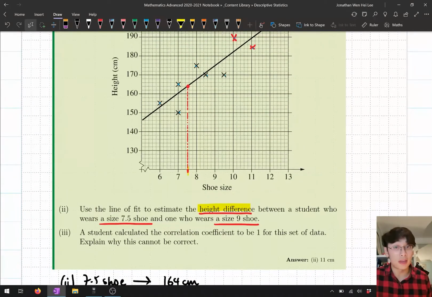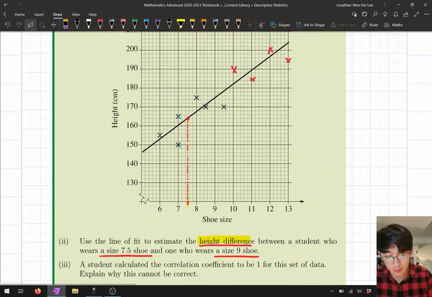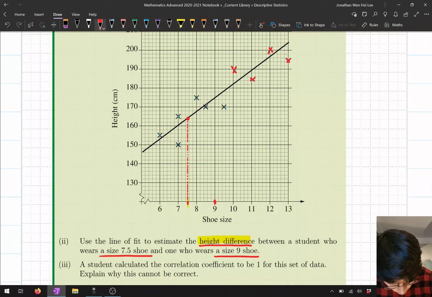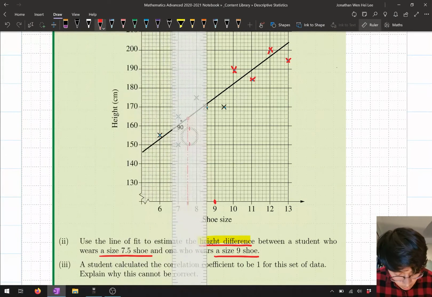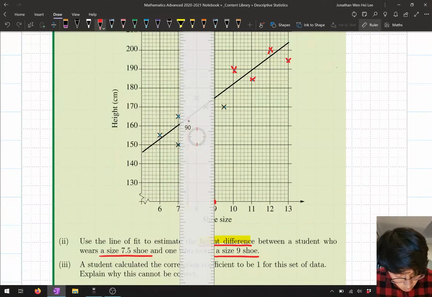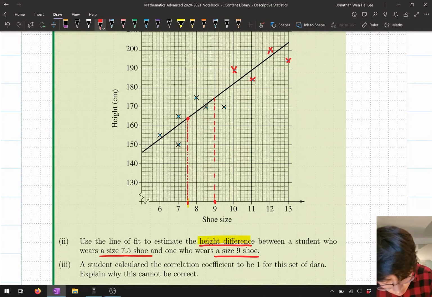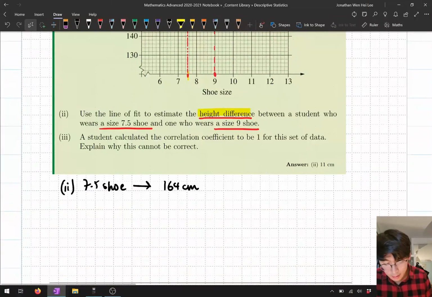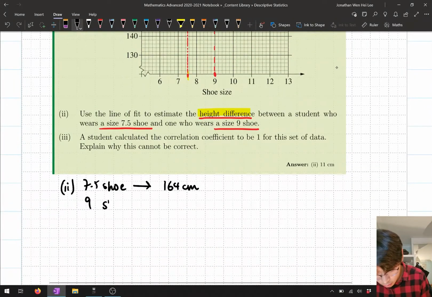And once we've done that, we're just going to repeat that process, but with my size 9. So I'm going to go to size 9, which is over here. I'm going to grab my ruler and once again draw a straight line, just a dotted line here. And there we go. We have this point here, and to me that looks roughly 175-ish. So a size 9 shoe is 175 centimeters.